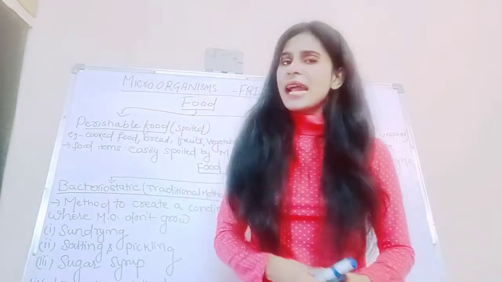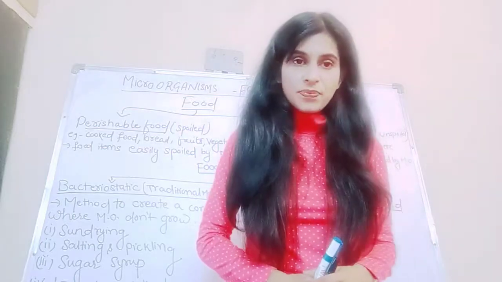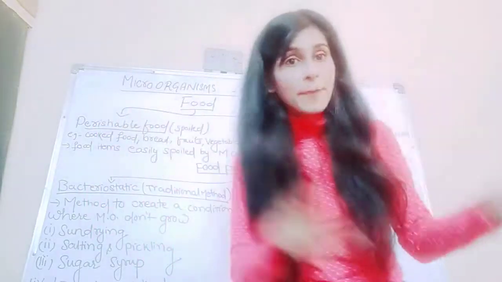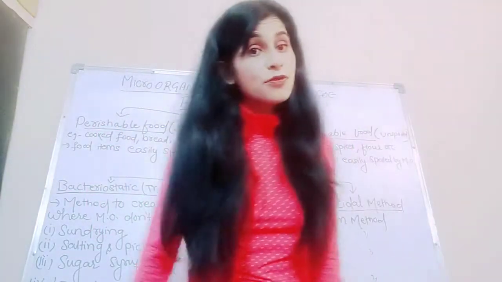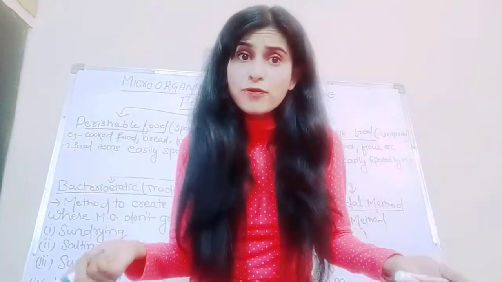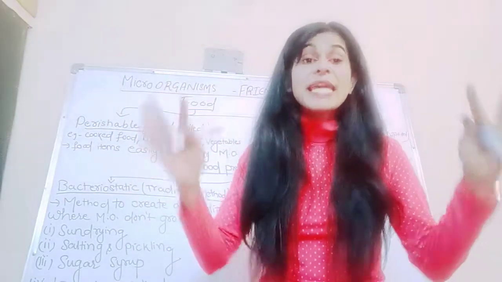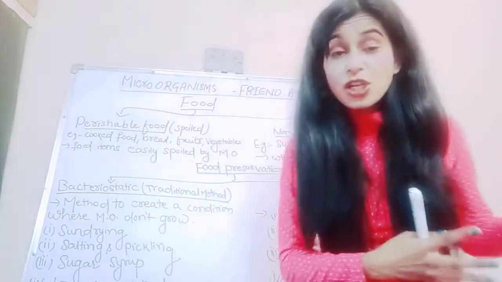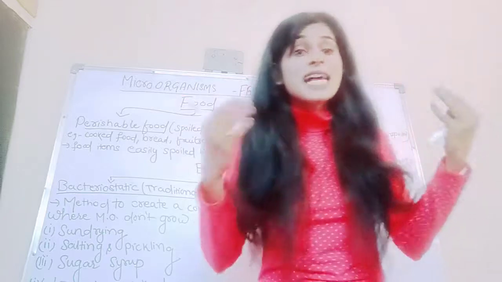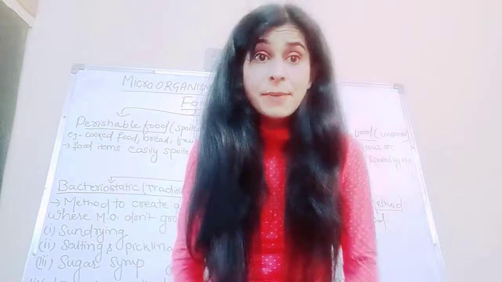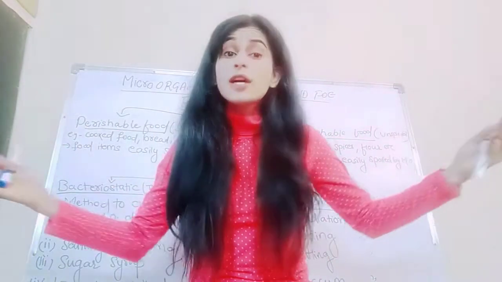So, food can be categorized into two ways, guys: perishable foods and non-perishable foods. One is spoiled food and another is unspoiled food, and that spoiled food is called perishable food, which can be easily spoiled by microorganisms. What does perishable food mean? Perishable foods are such types of food which can easily be spoiled by microorganisms, and we can't store that food for a longer period of time.